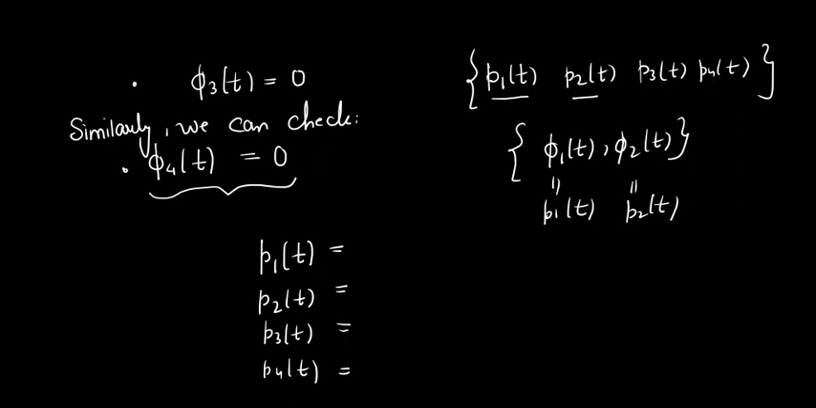So, P1t is phi 1 phi 1t plus 0 phi 2t. Yes or no? See, from here you have now got this, that you need these two bases, right? Yes or no?